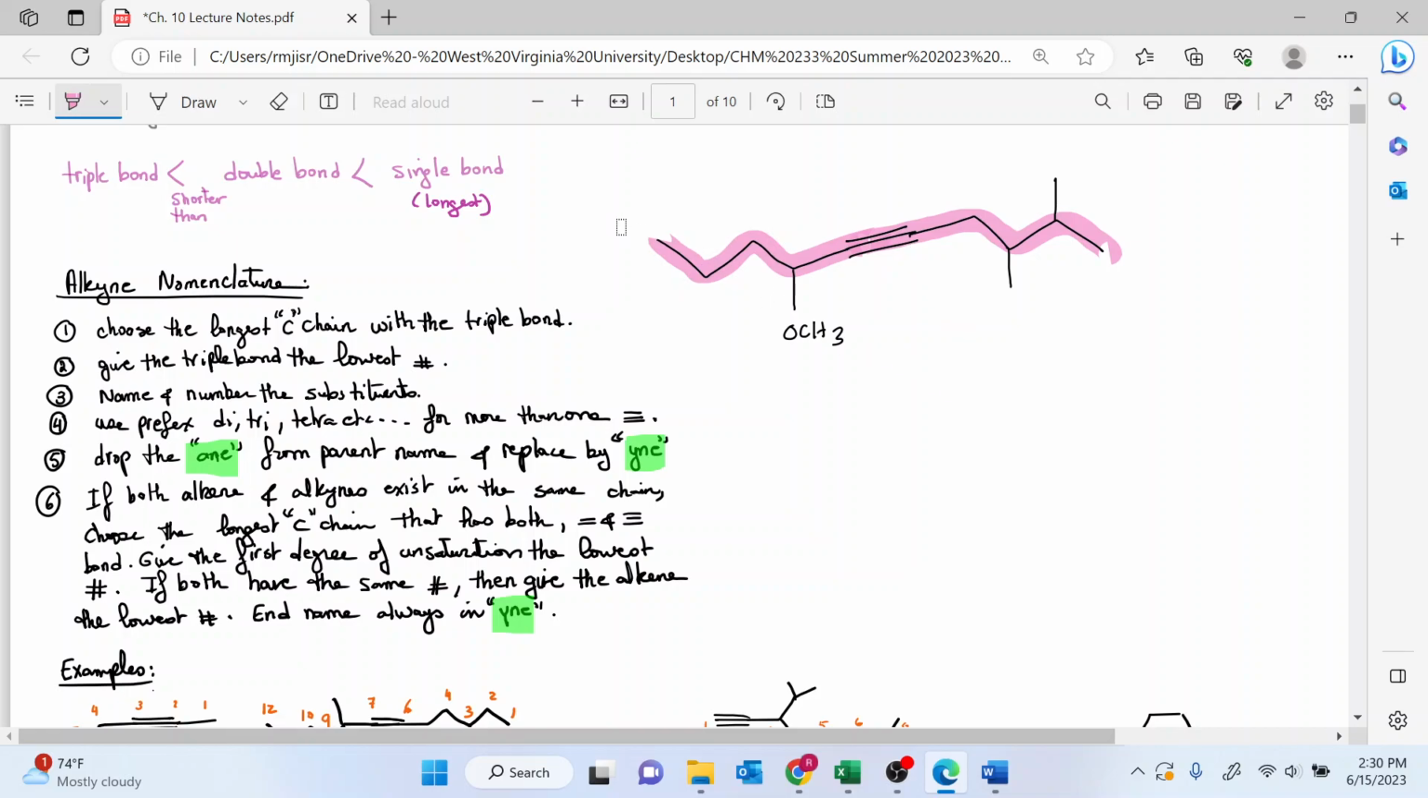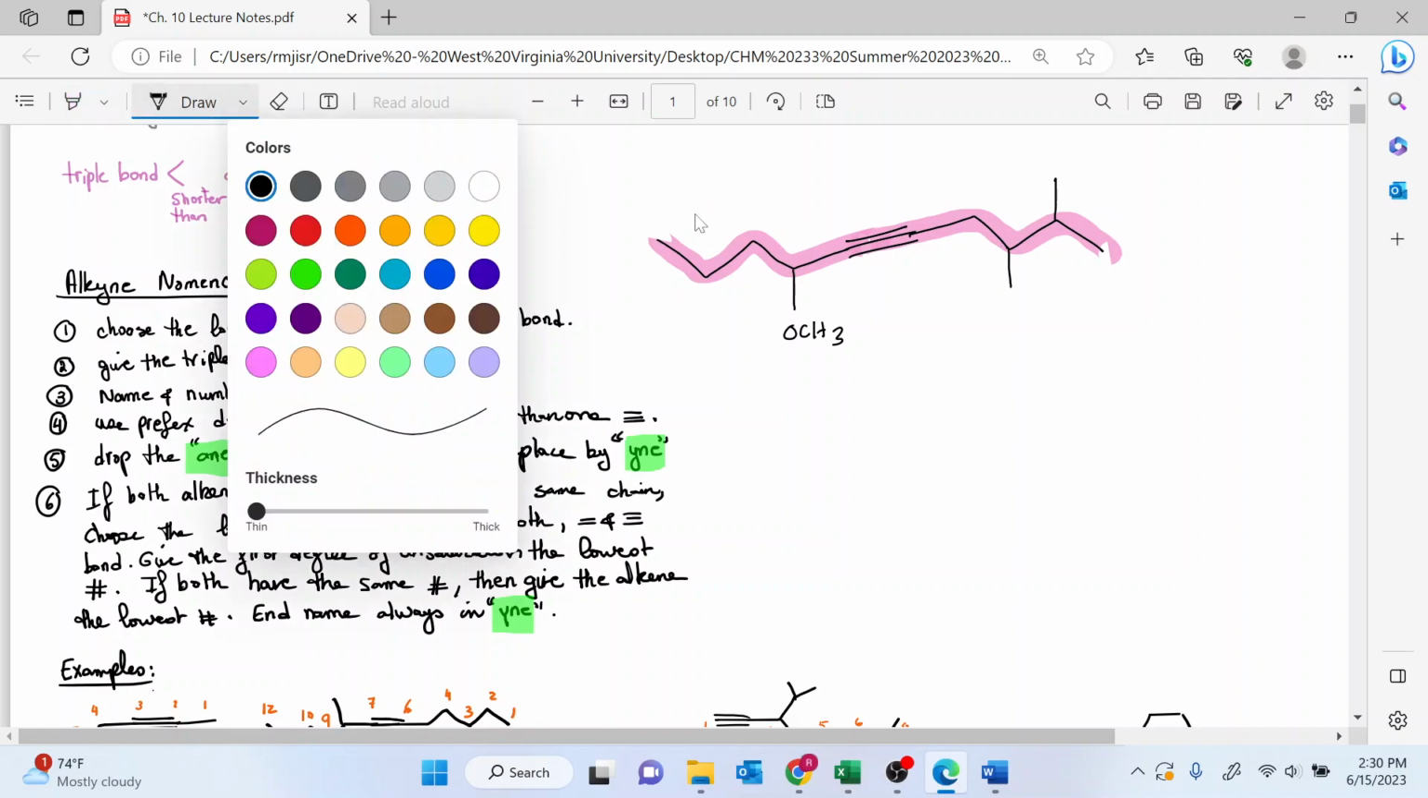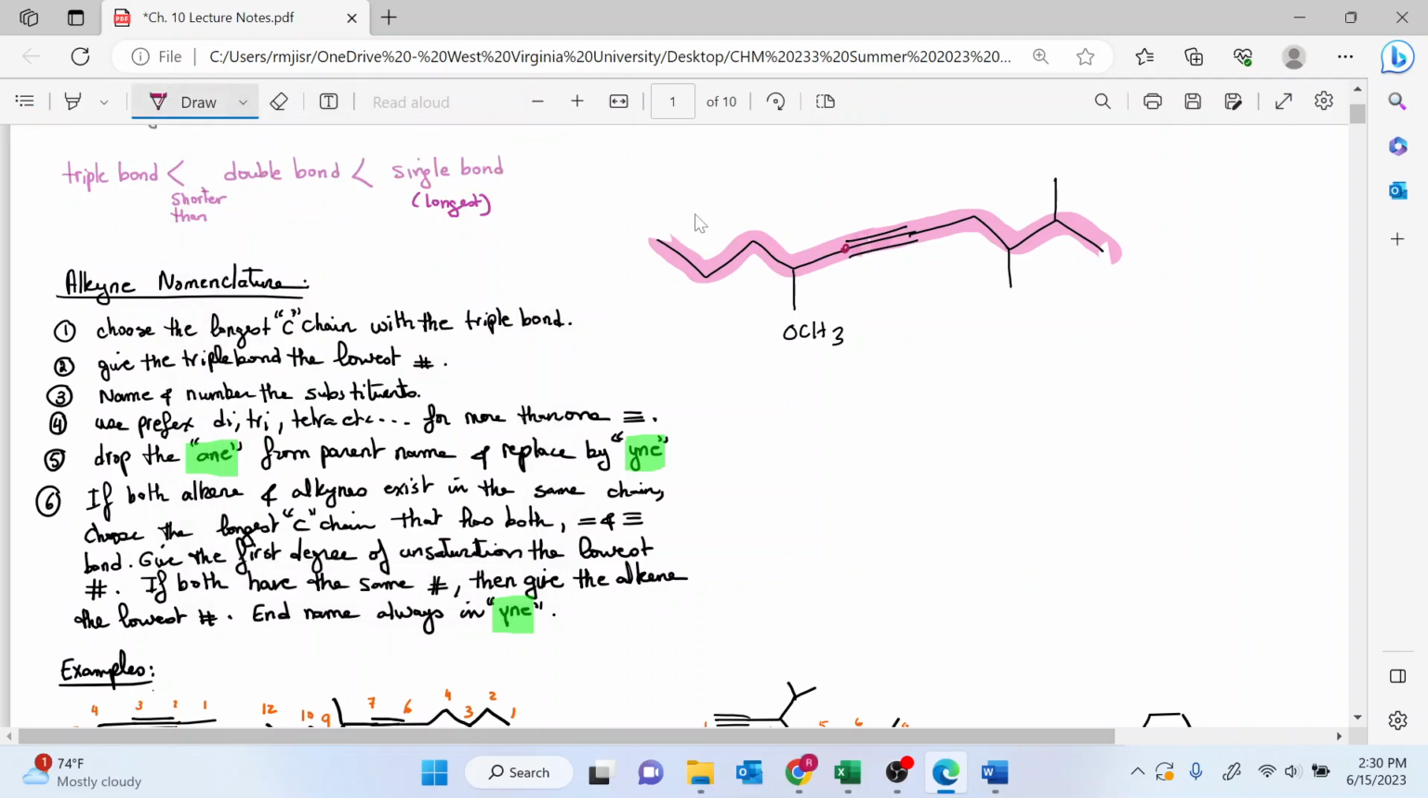So here in this example, I can start numbering from either end of the chain, and both ends will give me the same number for the triple bond, which is number 5. If I start numbering from this end, the triple bond is going to be carbon number 5. And if I start numbering from this end, also the triple bond is going to be 5 as well. In this case, and in this case only, you go ahead and look at the first substituent and give it the lowest number. So this is why I need to start from this end.